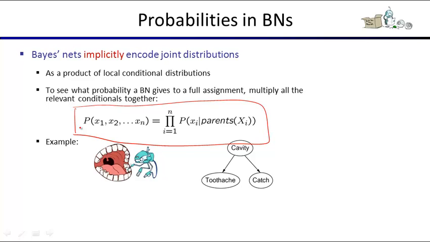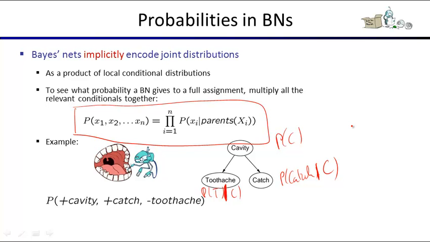All right. So here's an example. Cavity, toothache, catch. What are the conditional probability tables? We have P of cavity, P of catch given cavity, and P of toothache given cavity. These are the three tables. And to get the joint, we just have to multiply all three of these together. We get the joint distribution.